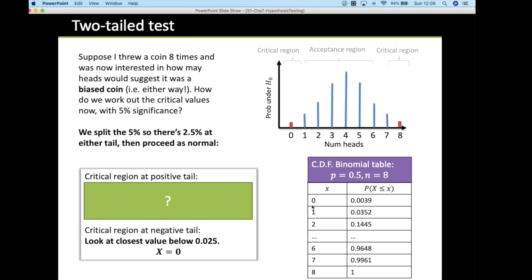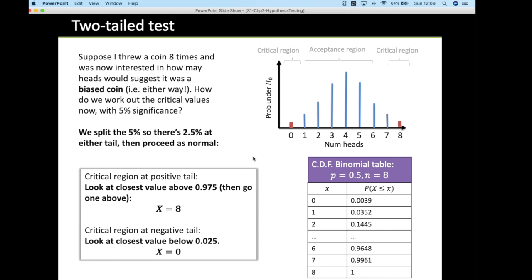For the positive tail, I'm looking for the first time that it goes above 97%. Well, 6 is 96%. 7 is over 97%. Remember, we go 1 above that, okay? So 8 is our critical value for that one. So for the positive tail, the first time it goes over 97 is 7, and we remember we're going to go 1 above that because of what we're doing. So it's equal to 8, okay? I'll show you the reason for that. I'll just show you the maths.